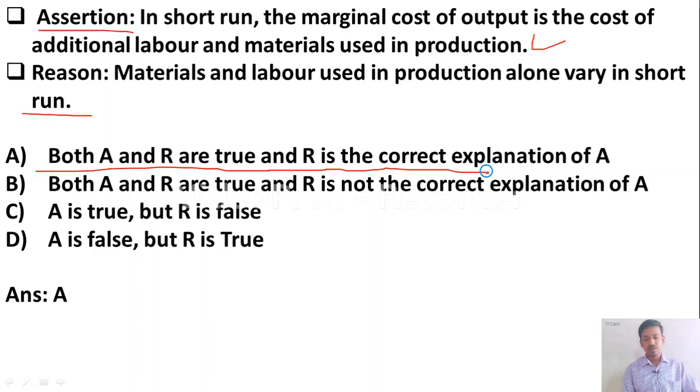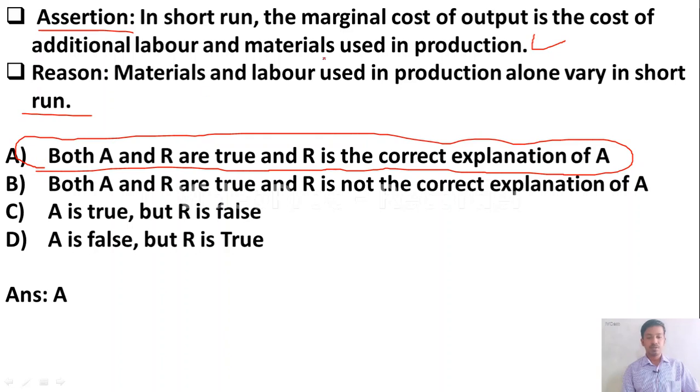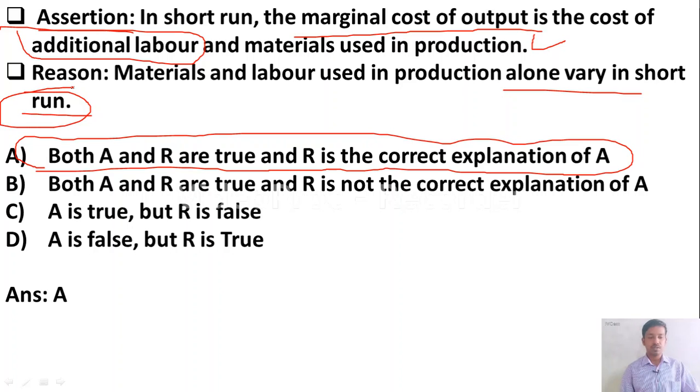Both A and R are true, and R is the correct explanation of A, because in the short run the marginal cost of output is the cost of additional labor or materials. Yes, this is true. Because materials and labor used in production alone vary in the short run, others are fixed, so it is correct. So both are correct, and the reason is the correct explanation of the assertion.